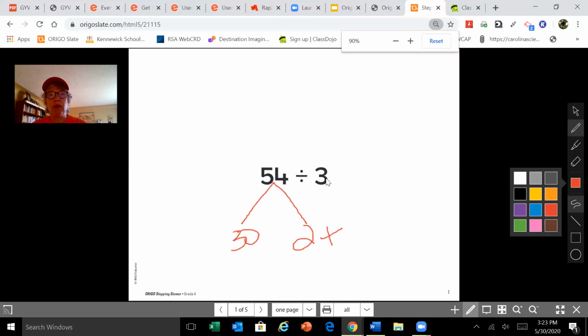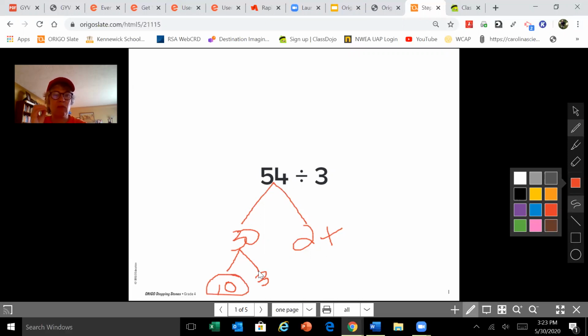So I know that 3 times 10 is 30. So 30 divided by 3 equals 10. So I'm going to go like this: 10 and 3. But I'm going to circle my 10 there. Okay, that right there is the chunk that I'm going to hold on to.